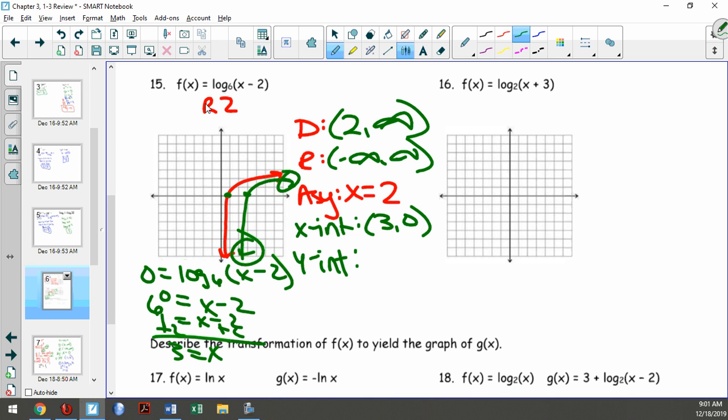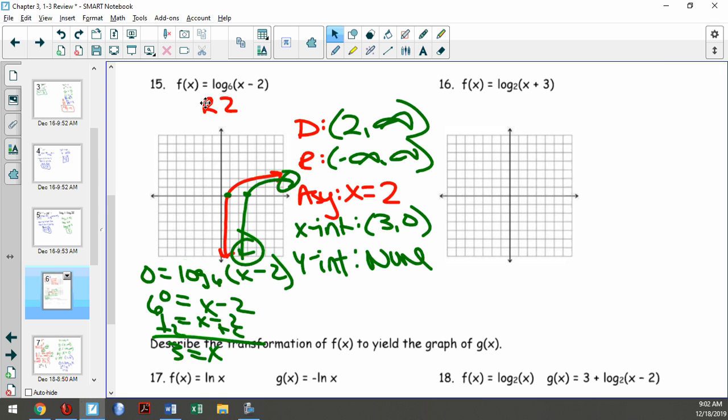Can I check that graphically? Absolutely. Do I have a y-intercept? No. Why? Because it's too far away from me. It can never get close enough to the y-axis because I have a vertical asymptote at x equals 2. So this is a none. So when in doubt, graph it out.